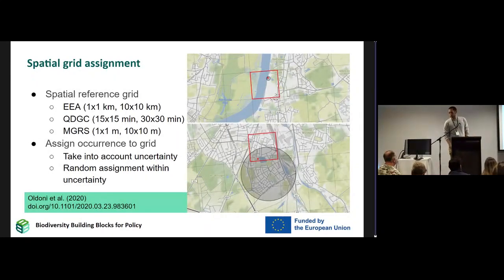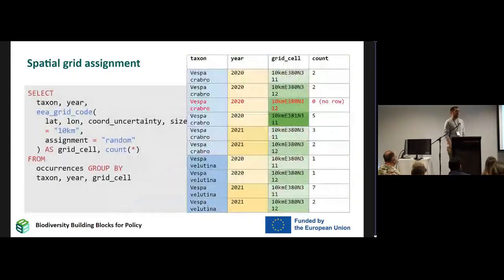Doing that locally on your computer, assigning occurrence to a grid cell, is more complicated. Next slide, please. And that is why within BCubed, we're developing custom SQL functions, basically. For example, this is currently pseudocode. So you say, there's a function that I want to load the EEA grid code, and I feed it the latitude, longitude, and the coordinate uncertainty. I want it by 10 kilometers, and I assign it randomly.